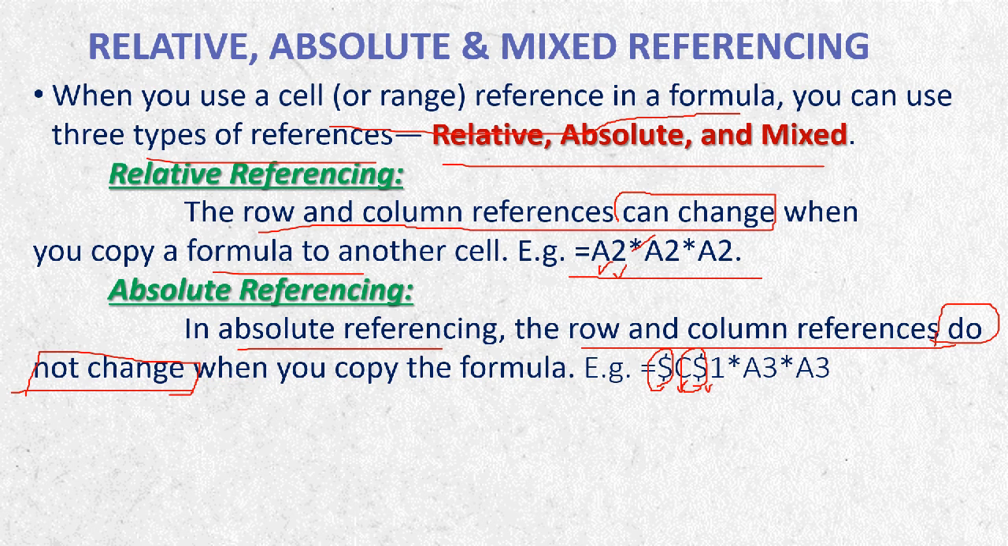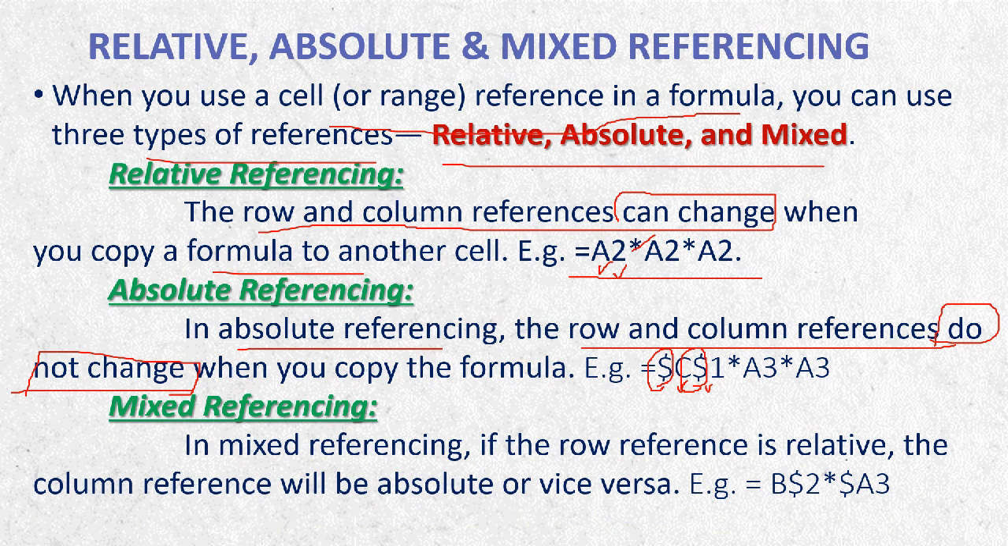The next is mixed referencing. In mixed referencing, if the row reference is relative, the column reference will be absolute, or vice versa. That means if the row reference is absolute, then the column reference will be relative. See this example: B$2 star $A3. So is this column relative or absolute?